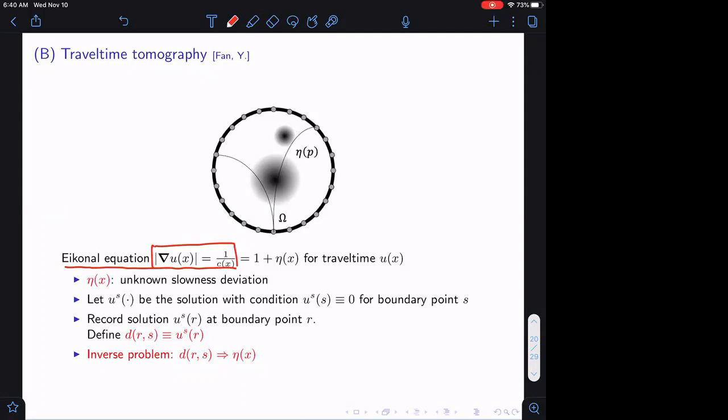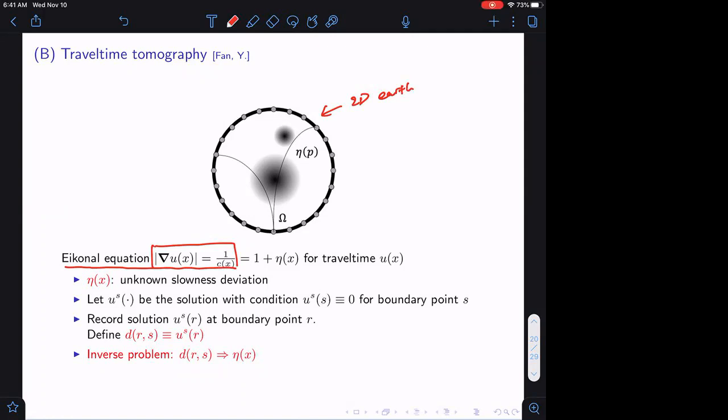So here we are in the cartoon world of 2D. I would like to use the Earth as an example, but really the picture here is 2D. So think about this as a 2D Earth, okay? And what I want to do is figure out the internal structure of the Earth, of this body.